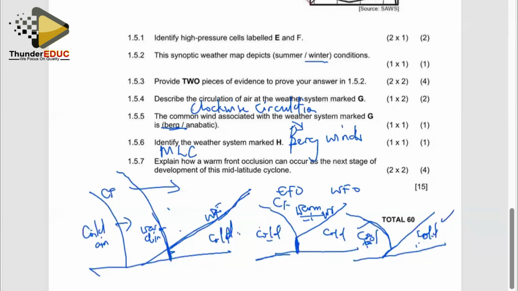Right, that takes us to the end of our discussion. I hope this is going to assist you in preparing for your March tests, and also to take you a long way to prepare for your paper 1 theory, question number 1, and question number 2, climate and weather, question number 1, and question number 2, geomorphology.